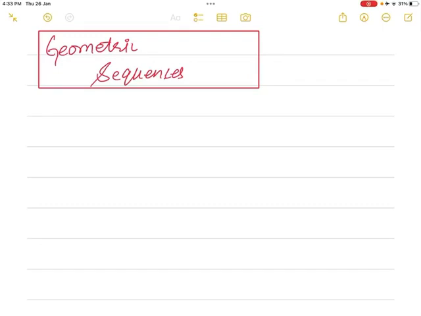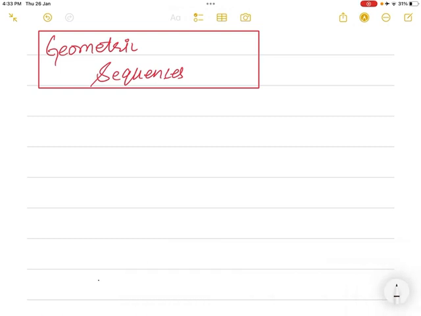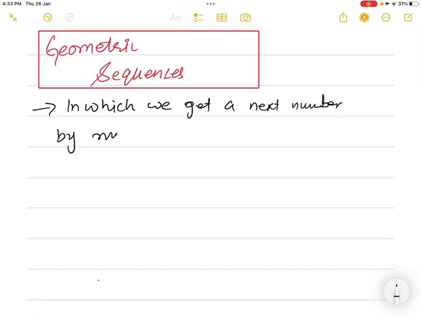So now in this lesson we'll be studying the second type of sequences, which is a geometric sequence. Now what is a geometric sequence? A geometric sequence is a sequence in which we get the next number by multiplying a number.